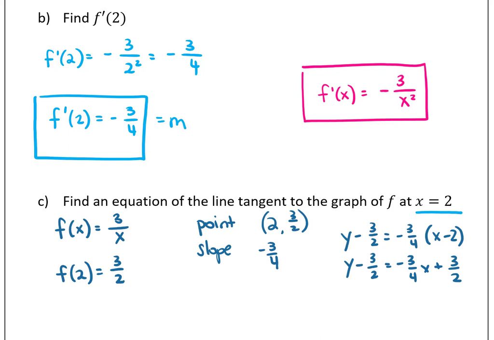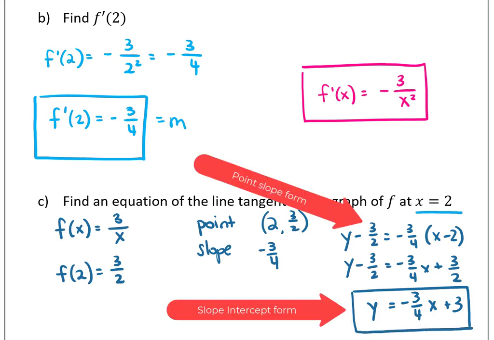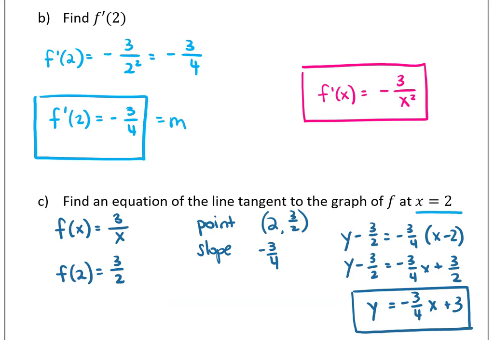And let's add 3/2 to both sides. That would give me 6/2, or 3. And so there we go. We have our equation in point-slope form originally, then we solved for it in slope-intercept form. And so there's our final answer.